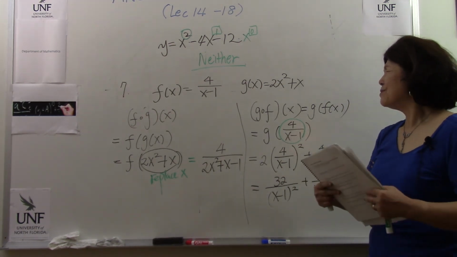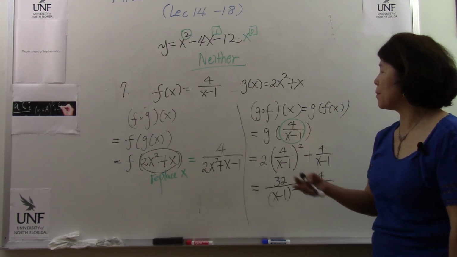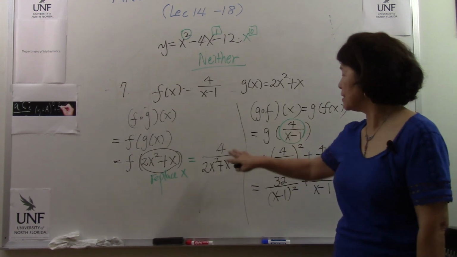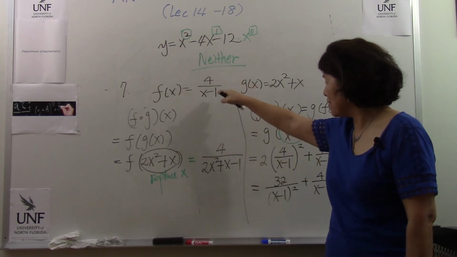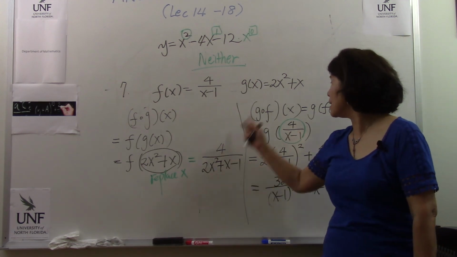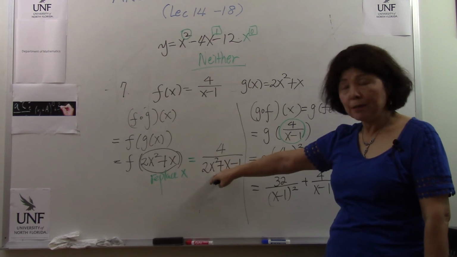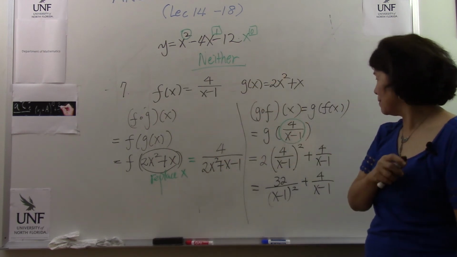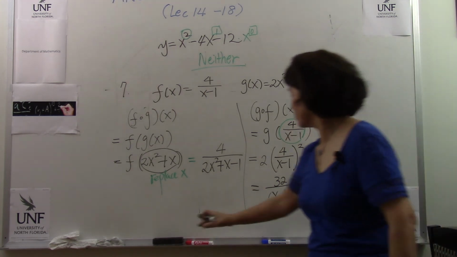So, as you see, once you compose, you are going to see the features of both functions. In the final answer, you see 4 over something, so you see the feature of this f. At the same time, you see 2x squared plus x in here. So you see both features of this f and the g over here also.